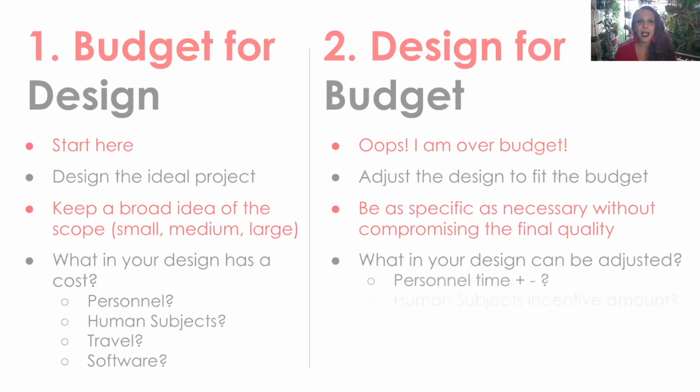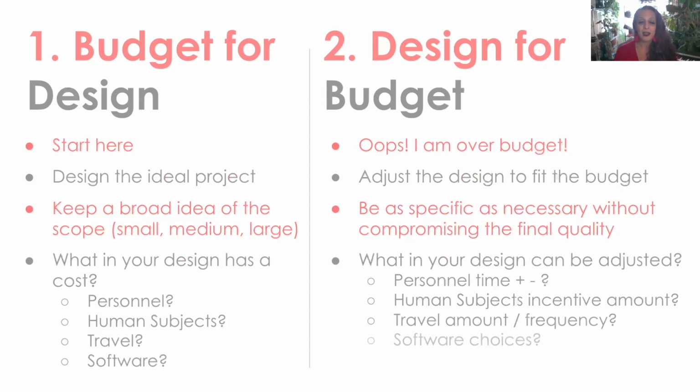Can we adjust the time allocation of personnel, the amount of incentives for human subjects, the travel amount we're spending, or even the frequency of travel, and then the choices of software that we make? So these are the very, very first steps to going from scratch into creating a budget for grants.